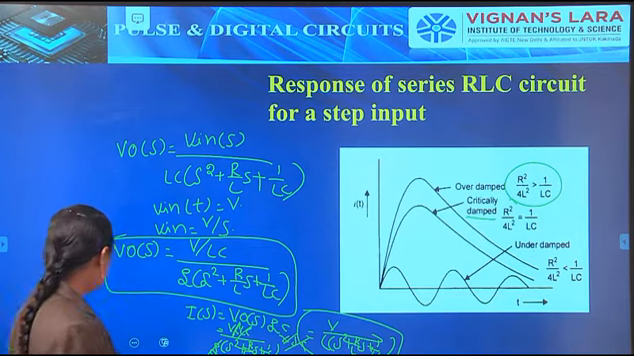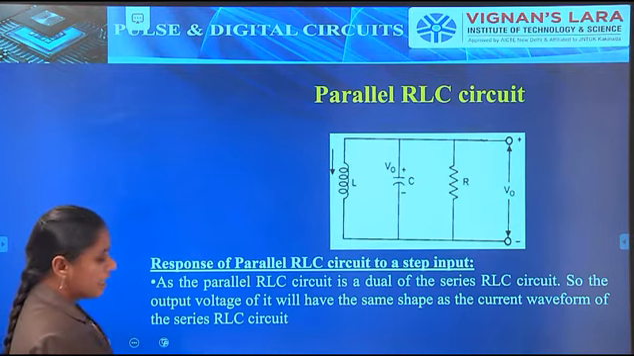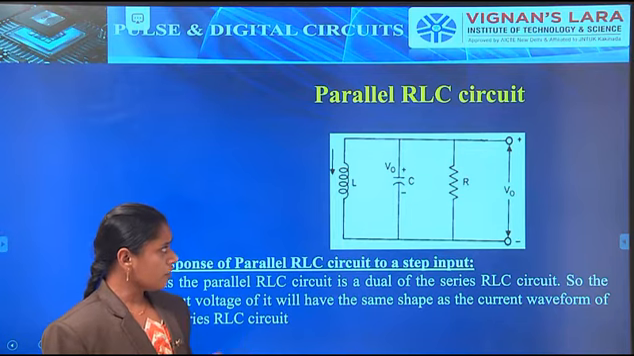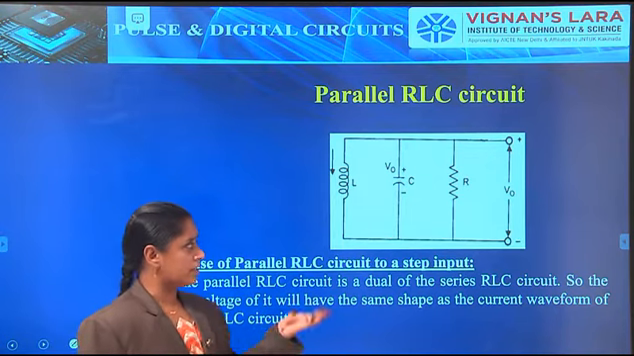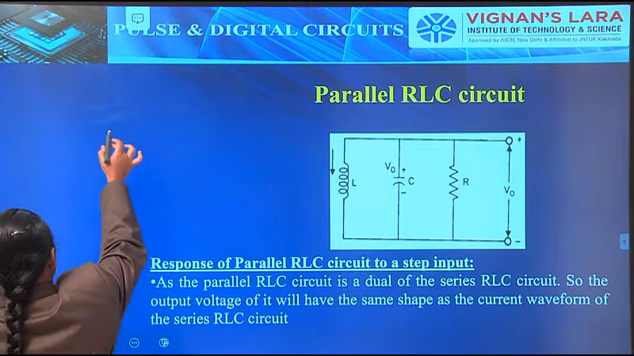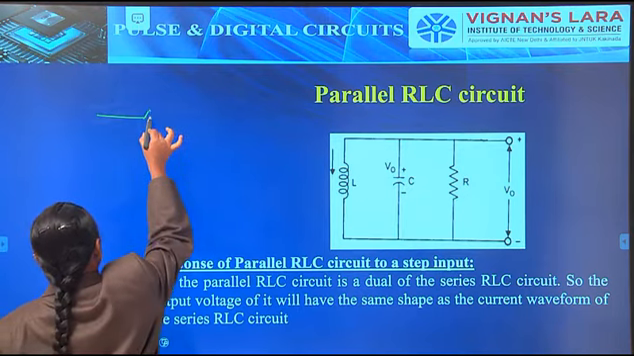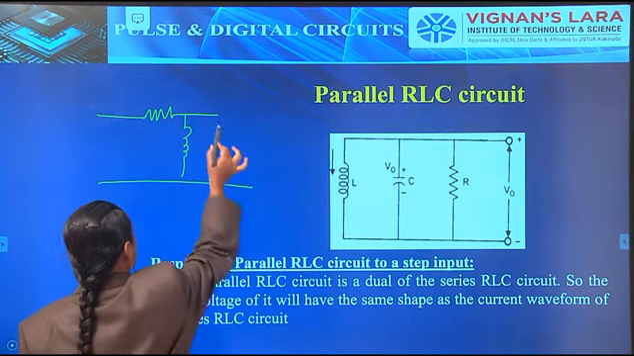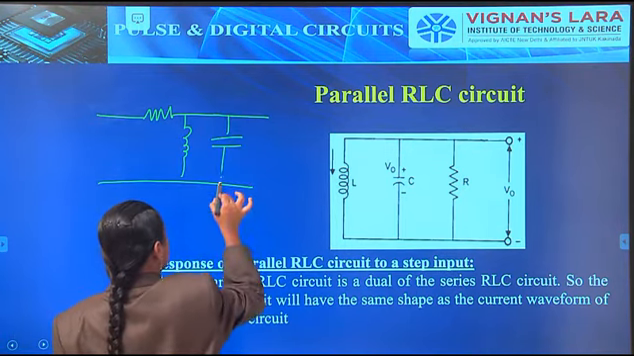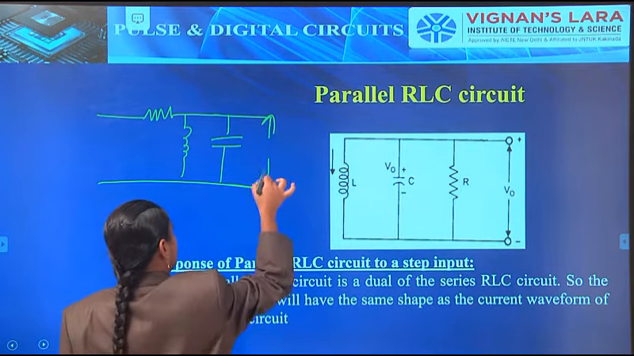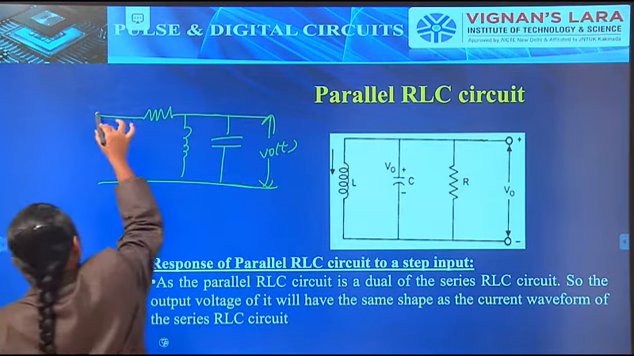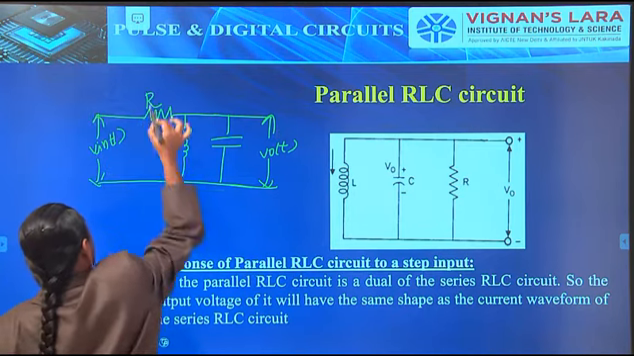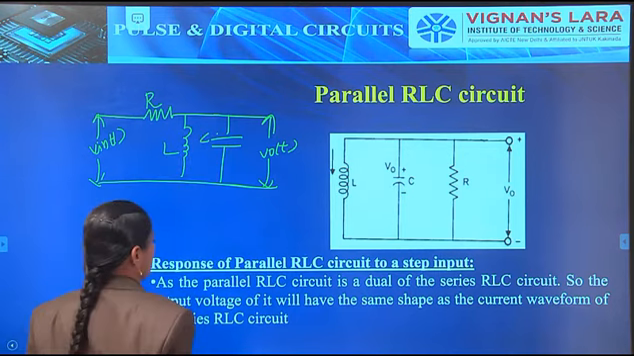Next we have to consider the parallel RLC circuit. So here the input is given, and the circuit will be rewritten like this: resistor, inductor, and of course the output is taken across the capacitor. So this is V naught of T. That is R, L and C.